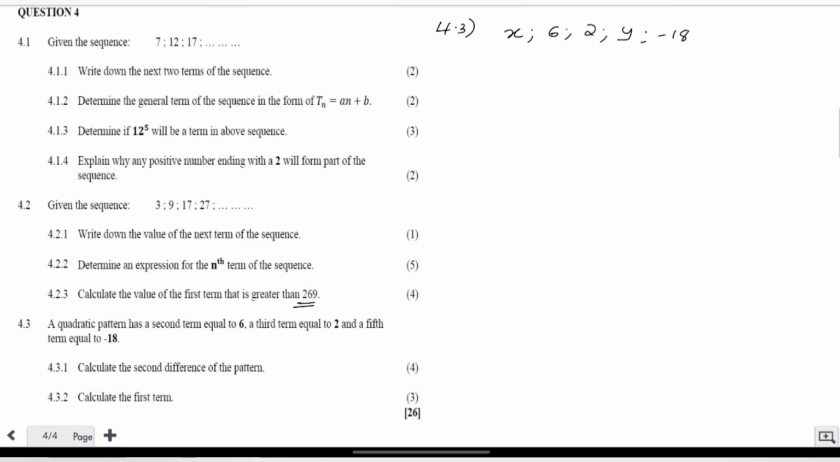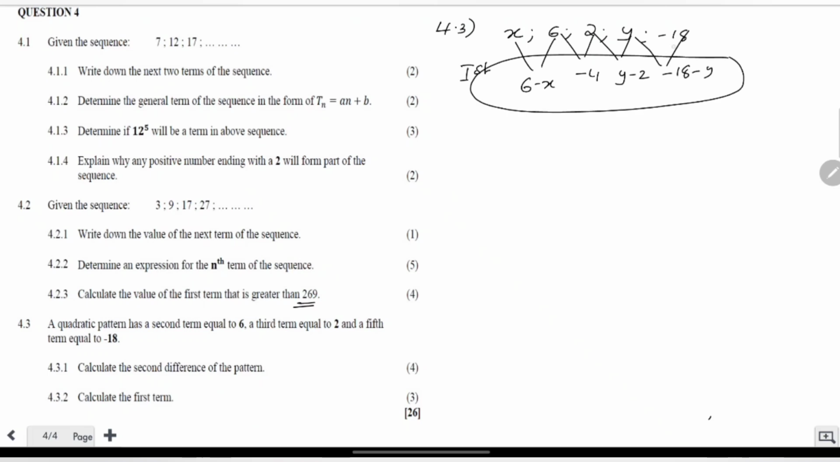The next question is to calculate the first term, that is the value of x. So we know the properties of a quadratic pattern. Let me find the first difference. Though two values are missing, just continue as if it is given. First difference: 6 minus x. Then 2 minus 6, that is negative 4. Then y minus 2, because I don't know what y is. Then minus 18 minus y. Second term minus first term: if you take any two consecutive terms, second minus first, you will get it.